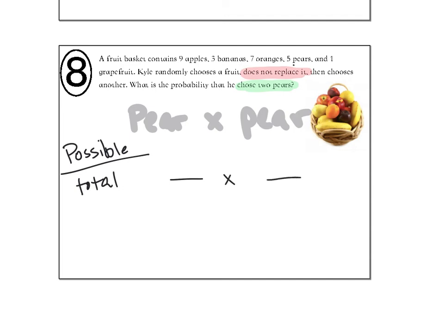So let's start by finding our total. So we've got 9 apples plus 3 bananas plus 7 oranges plus 5 pears plus 1 grapefruit. All right, so when we add up all those fruits together, we get 25 total fruits in that basket. So for our first probability of pulling a pear out of that fruit basket, we have 25 total pieces of fruit, and the number of pears is 5.